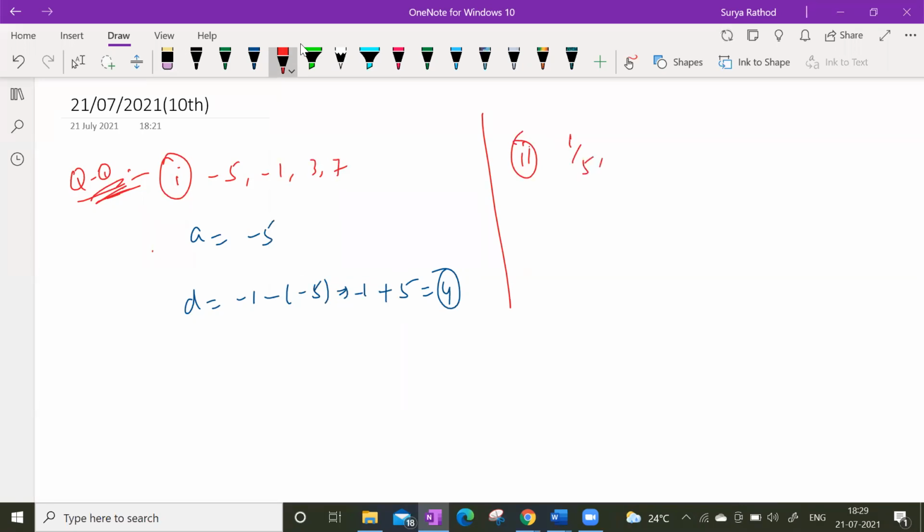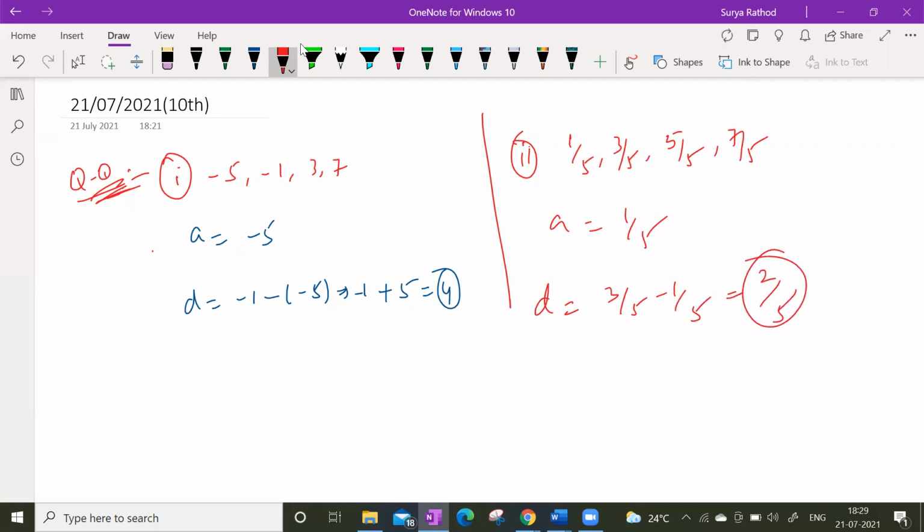Second one: 1 by 5, 3 by 5, 5 by 5, 7 by 5. What is A here? A is equal to 1 by 5. What is D here? Second term minus first term, which is 2 by 5. Clear? Any doubts? That is the first question. Finding the first term and common difference is the first question. So the third exercise is exercise 9.3 from the R.D. Sharma. Alright, next question.